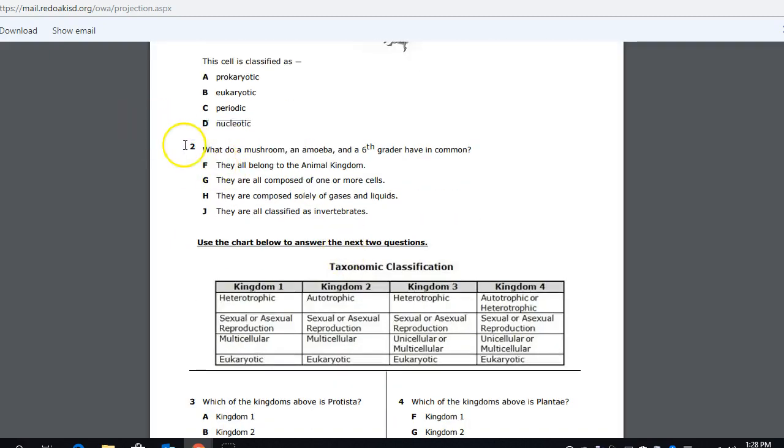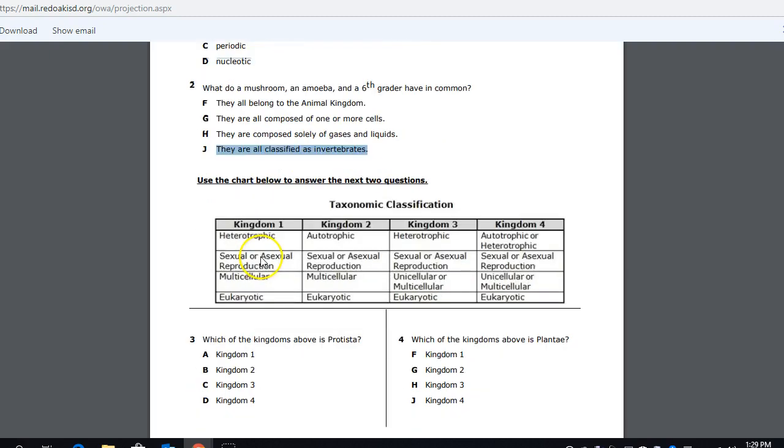Question 2. What do a mushroom, an amoeba, and a sixth grader have in common? Is it F, they all belong to the animal kingdom? Is it G, they are all composed of one or more cells? Is it H, they are composed solely of gases and liquids? Is it J, they are classified as invertebrates?